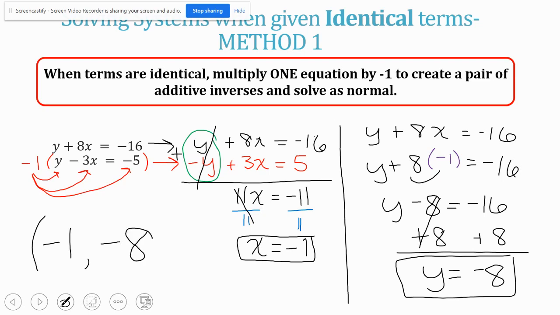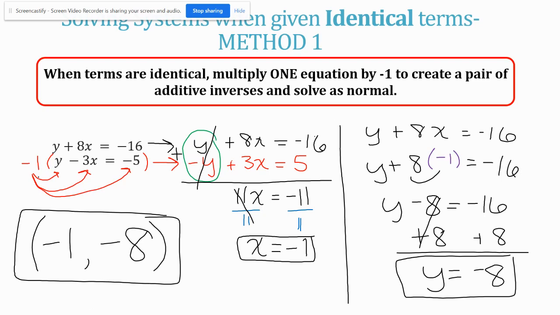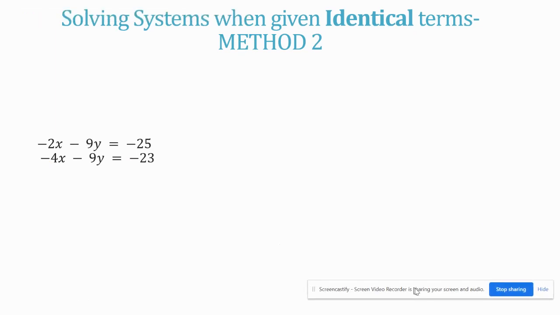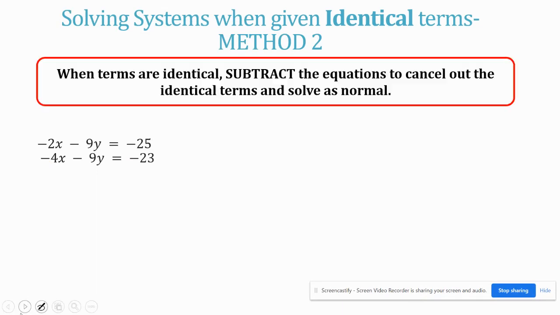Okay, so this was method 1, where we took one equation and multiplied everything by negative 1 to create those inverses. We're going to take a look at the next method right now. Same thing, we have identical terms. Method 2. When terms are identical, we can also subtract the equations to cancel out the identical terms and then solve as normally. So instead of distributing a negative 1, we can just subtract everything. So that's what I'm going to do here.